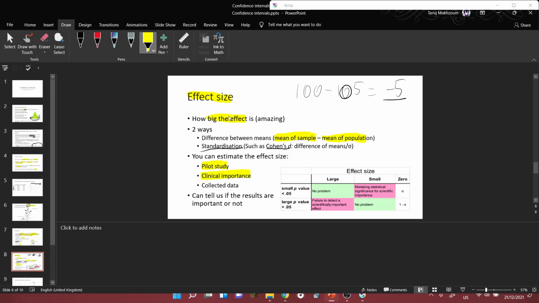Right, so let's say that you want to find a drug that can reduce a patient's blood pressure by 10 millimeters mercury or less. And so that's just going to be your effect size, 10. Finally, you can do it from collected data, by taking a small amount from the collected data and then finding the mean and the effect size from there. And this will tell us if the results are important or not.